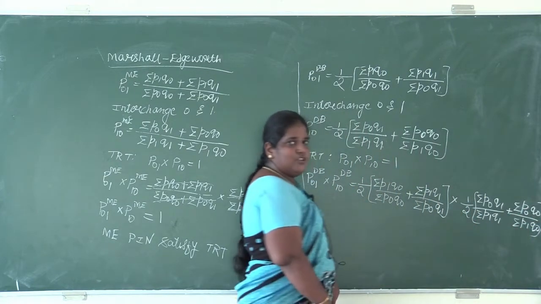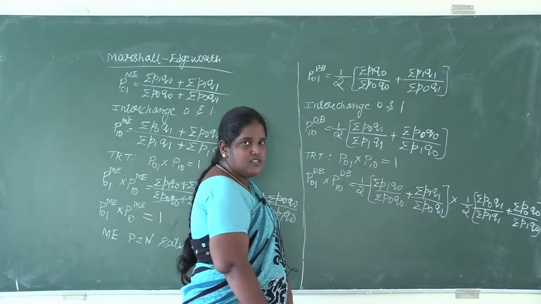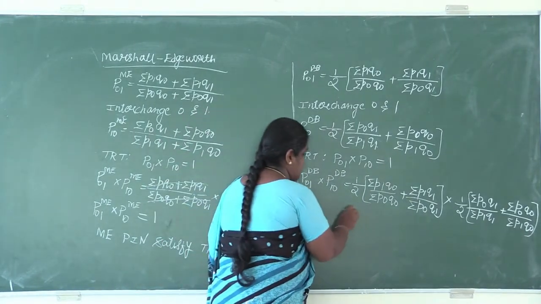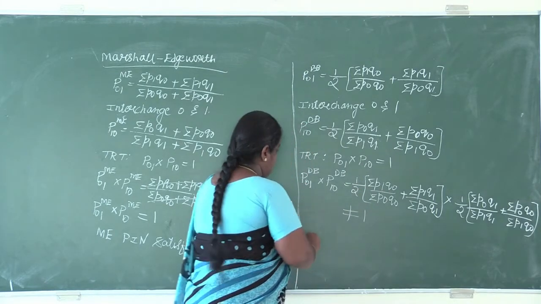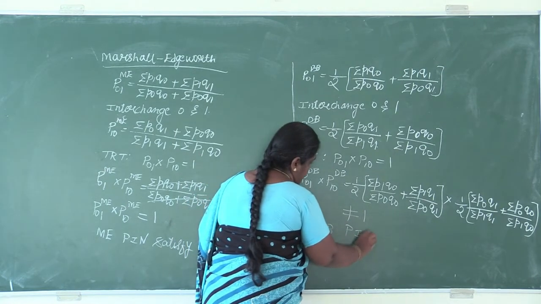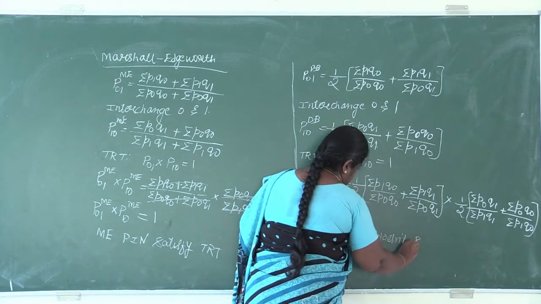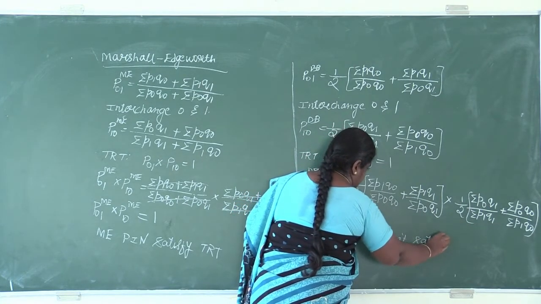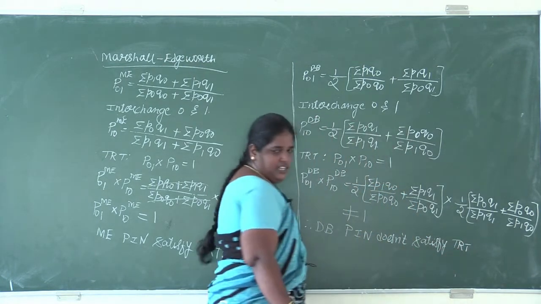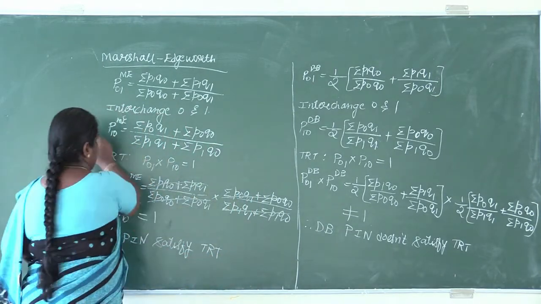You need not check with the total part. We have 1 by 2 and 1 by 2. That will not get cancelled. When we multiply 1 by 2 and 1 by 2, we'll get 1 by 4, which is not equal to 1. So you can write directly the conclusion: Darvish-Pauli price index number does not satisfy time reversal test. So we are doing this only for the price index number problems.